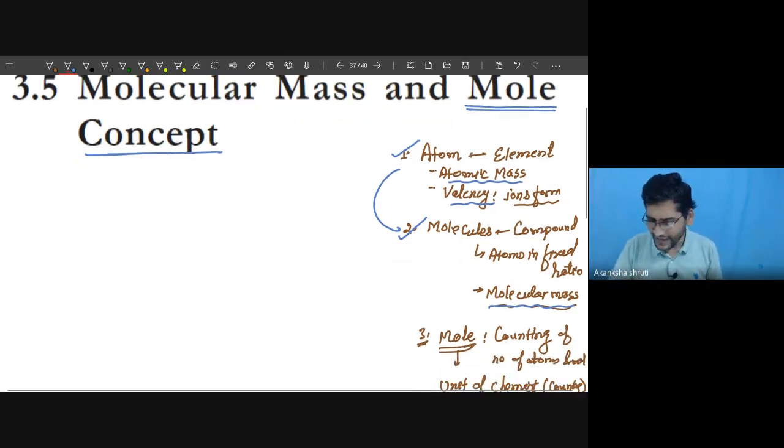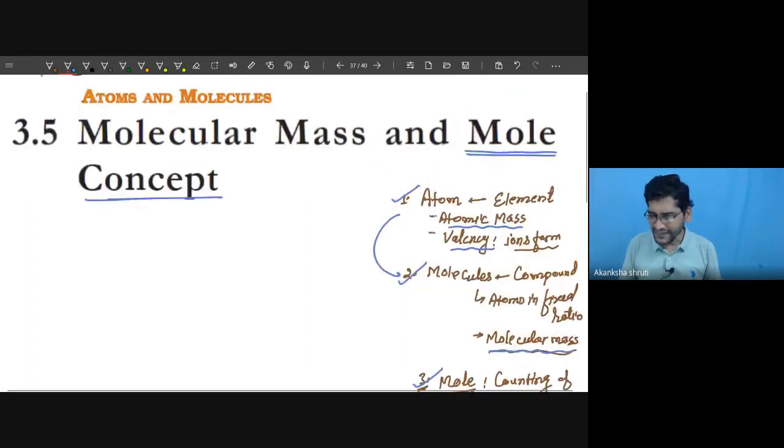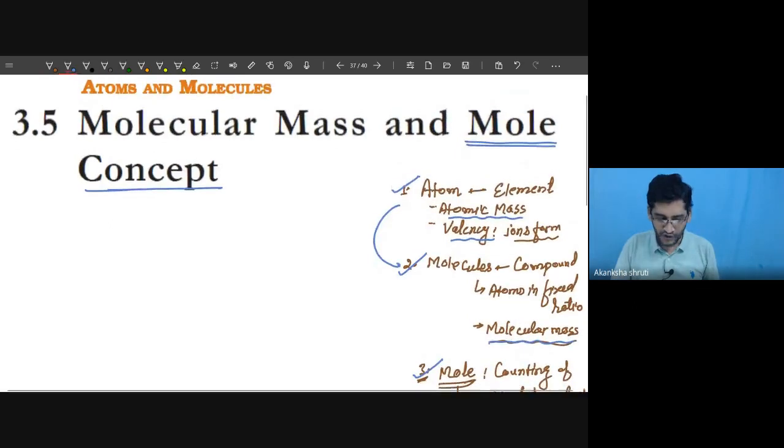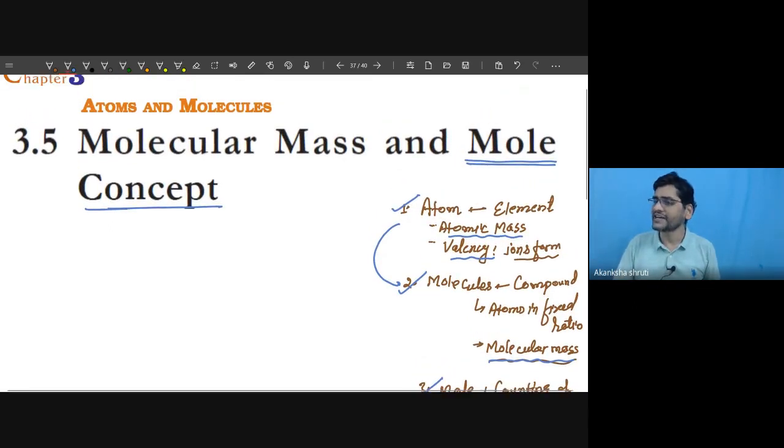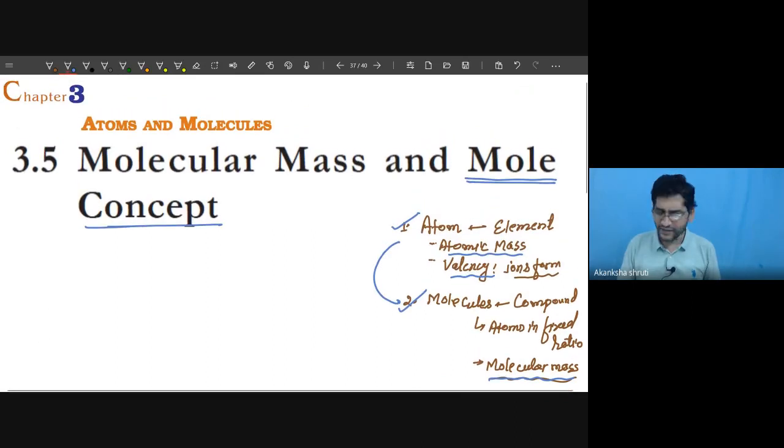After that we will learn another important unit used in chemistry, the unit for chemists, called mole. So mole is nothing but like a dozen, which is a group of 12. A mole is nothing but a group of 6.022 into 10 to the power 23. It's so simple. Okay, so that we will learn today.